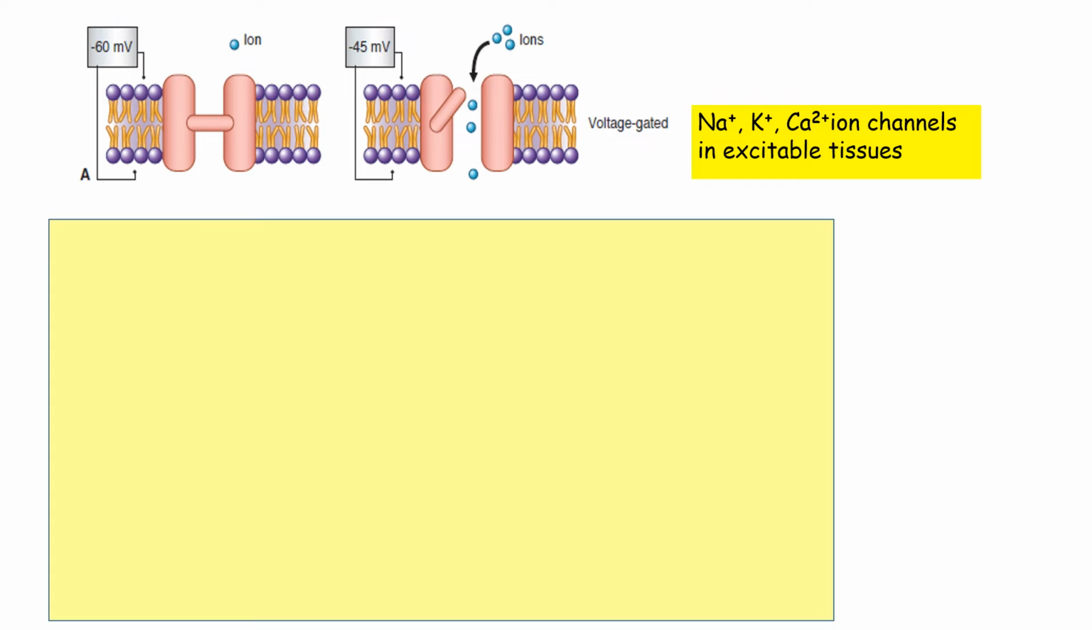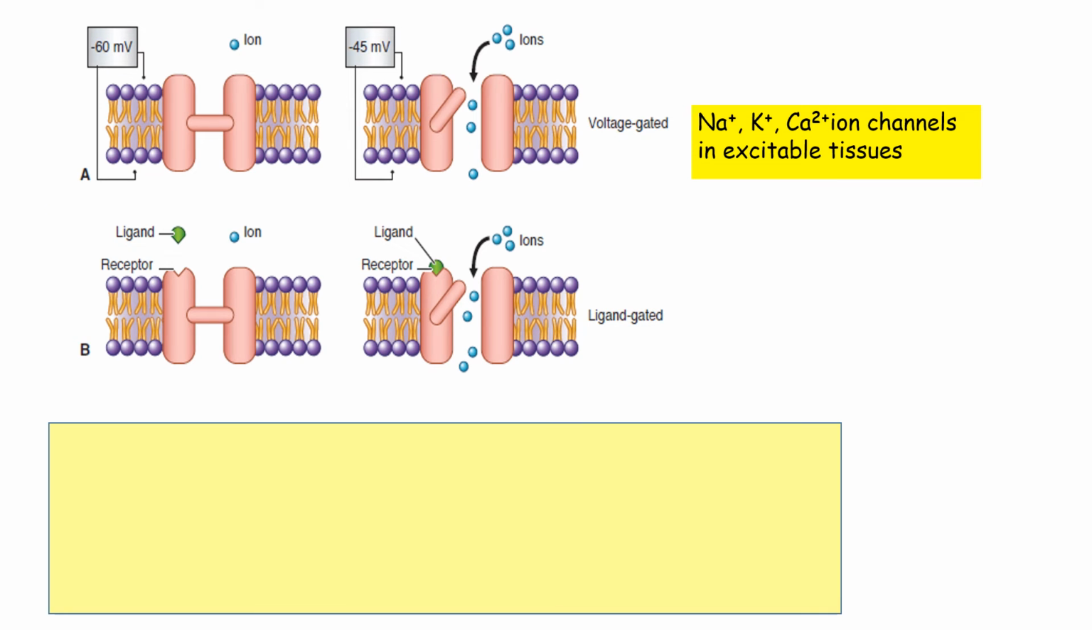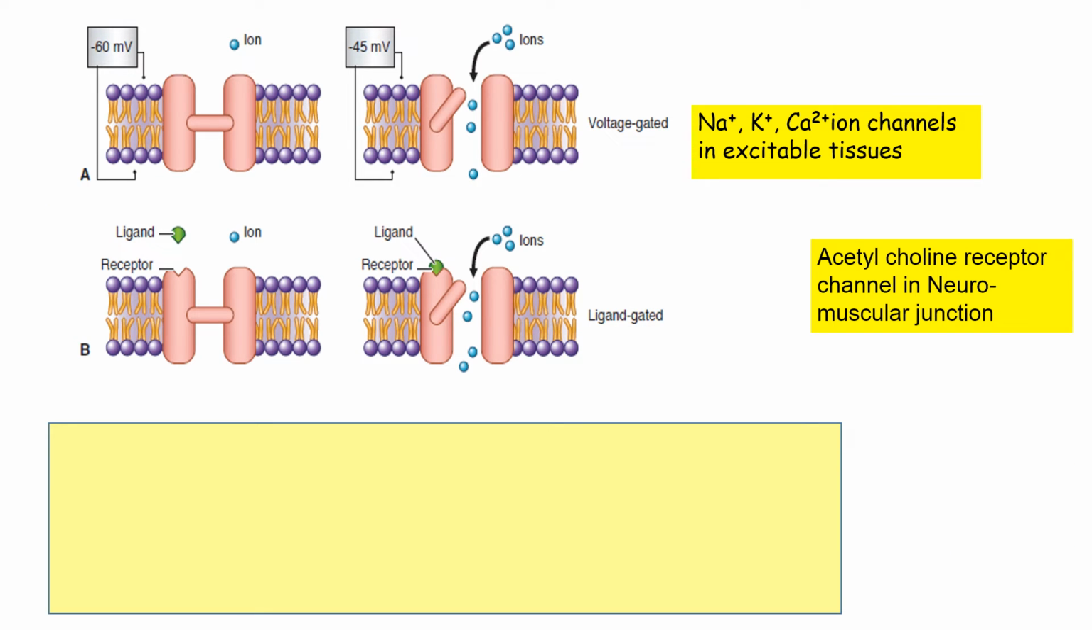Okay, so the next magical word is ligand gated. Ligand means a chemical. You can see when a ligand, that is green colored, binds to the receptor or the protein, it leads to the opening of this gate. Again there is passage of ions along the concentration gradient. This can be seen in the neuromuscular junction where we have the acetylcholine receptor.